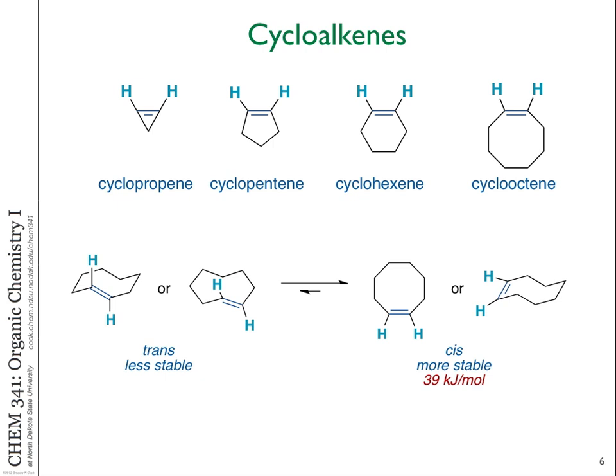And if you allow that to equilibrate, you see that the cis double bond is more stable by about 39 kilojoules per mole. As a matter of fact, the trans cyclohexene is not stable above, I forget the temperature now, something like minus 100 degrees. It's been detected at about minus 100 degrees, but if it warms up any more than that, it rapidly equilibrates to the more stable cis isomer.